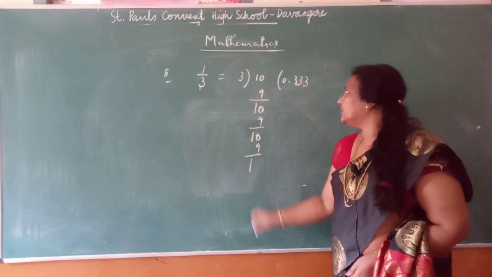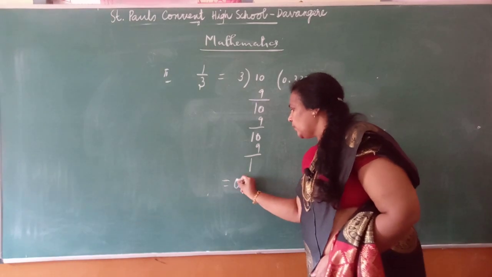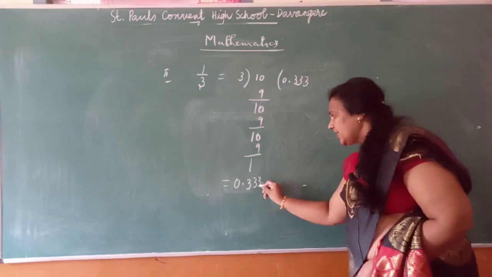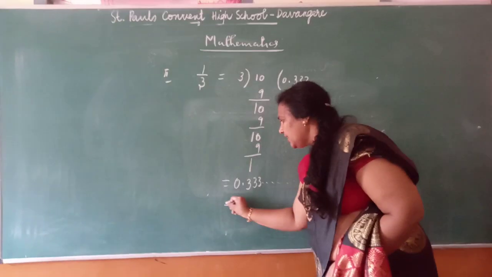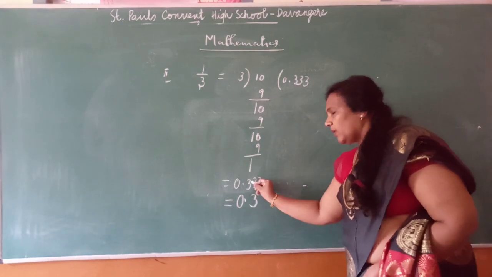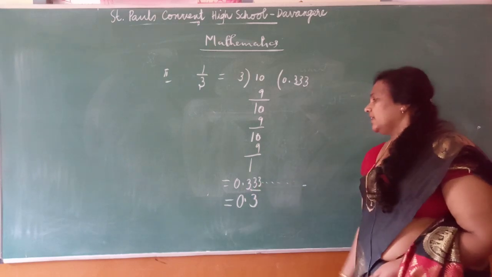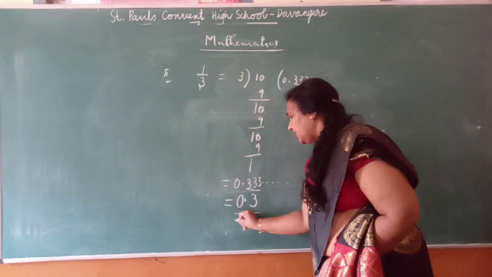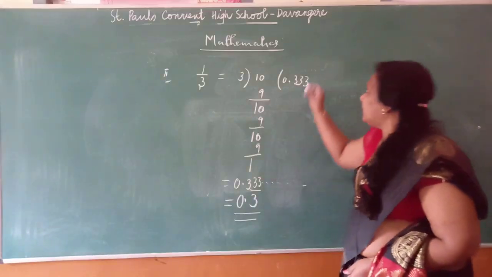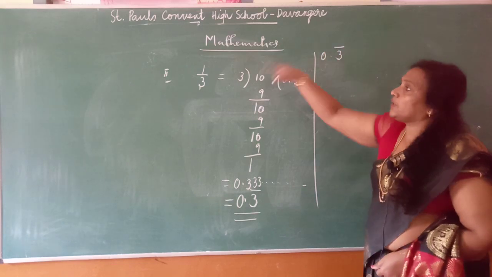You can see here 3 is repeating. So the answer you can write is 0.333 and so on. Repetition means recurring. So the final answer you write is 0.3 with a bar. Since only one number, 3, is repeating, on the head of that you write a bar. This is the decimal expansion form. Now if they give you 0.3 bar like this, how will you convert it back to the fraction?